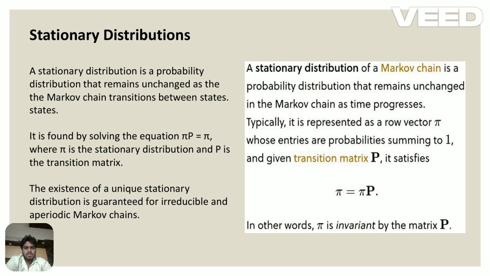Stationary distribution. A stationary distribution is a probability distribution that remains unchanged as the Markov chain transitions between states. It is found by solving the equation pi P equals pi, where pi is the stationary distribution and P is the transition matrix. The existence of a unique stationary distribution is guaranteed for certain Markov chains.